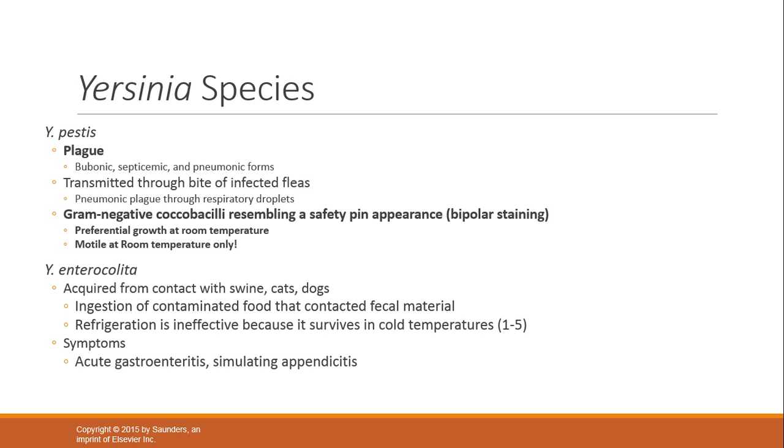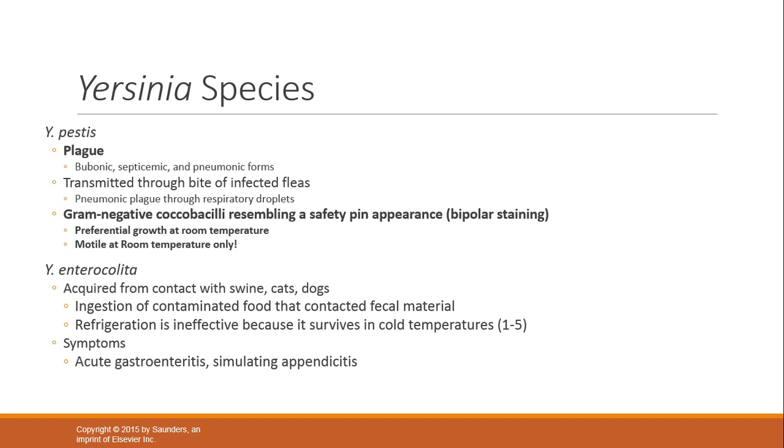Gram-negative coccobacilli. It has a safety pin appearance, so it'll stain more intensely on the ends than it will in the center of the organism. So if you see these characteristics, you want to think of Yersinia. Preferential growth at room temperature, so it grows good at room temperature, and it's only motile at room temperature. Usually when we do a motility test, we incubate it at 37 degrees, which is body temperature, but it's not motile at 37 degrees. It's only motile at room temperature. So if you see that, you want to think of Yersinia.